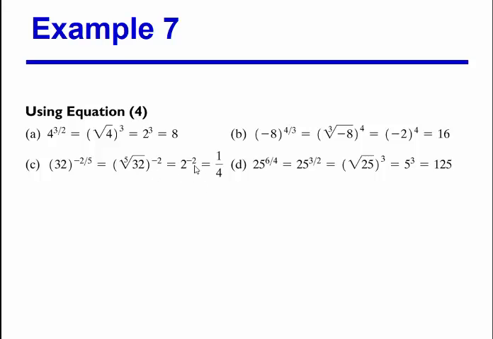And then, of course, we have to get rid of the negative exponents. And then d, 25 raised to the 6/4, we can reduce that. And then that becomes the square root of 25 to the third power. And, of course, each of these we simplified to a real number.